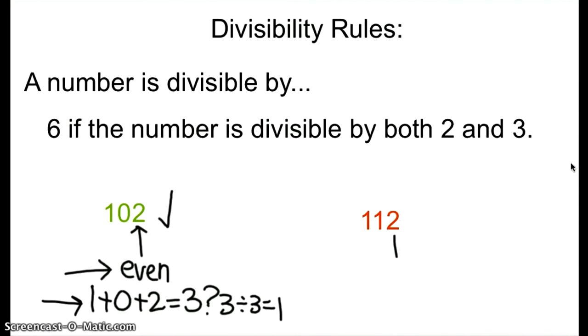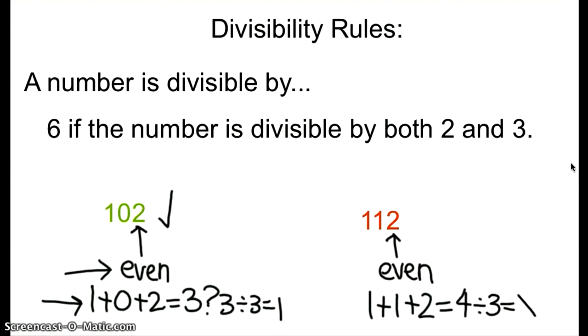So here is one where the ones digit is even. However, we have to check to make sure that the sum of the digits is not divisible by 3. So is 4 divisible by 3? And it is not. So it checks out for divisible by 2, but it didn't check out to be divisible by 3. So 112 is not divisible by 6.